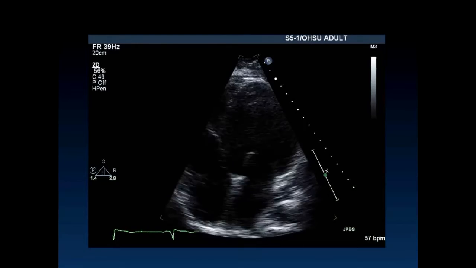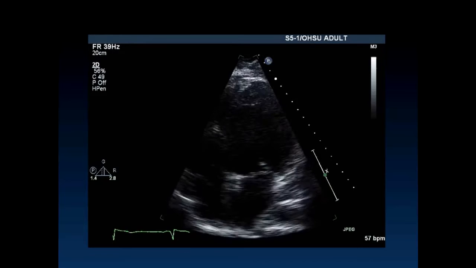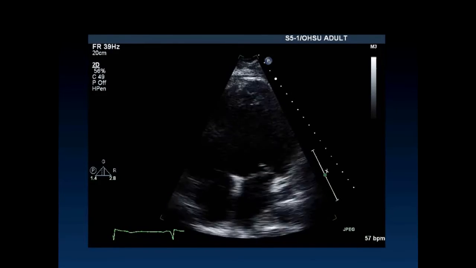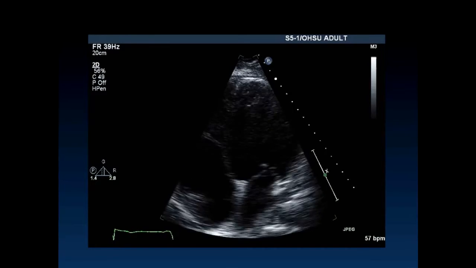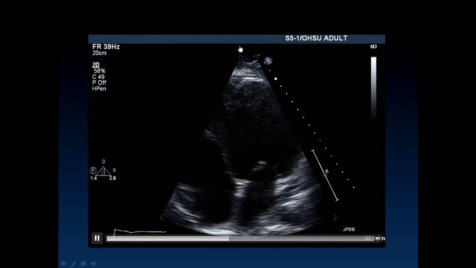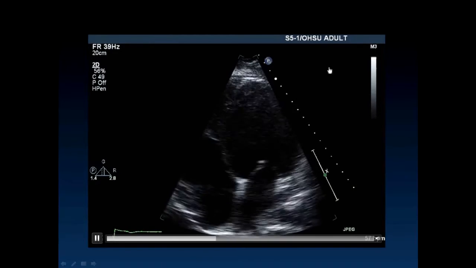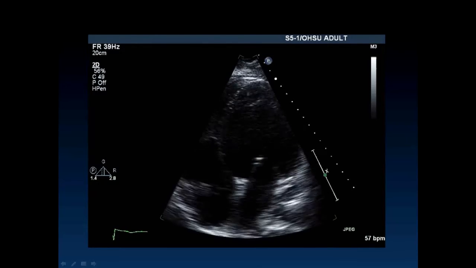This is the echo that was performed when the patient arrived at our institution. You can clearly see that there is a very severe global LV dysfunction, and at the apex, there does appear to be this increased echoes, which is concerning for potentially thrombus.